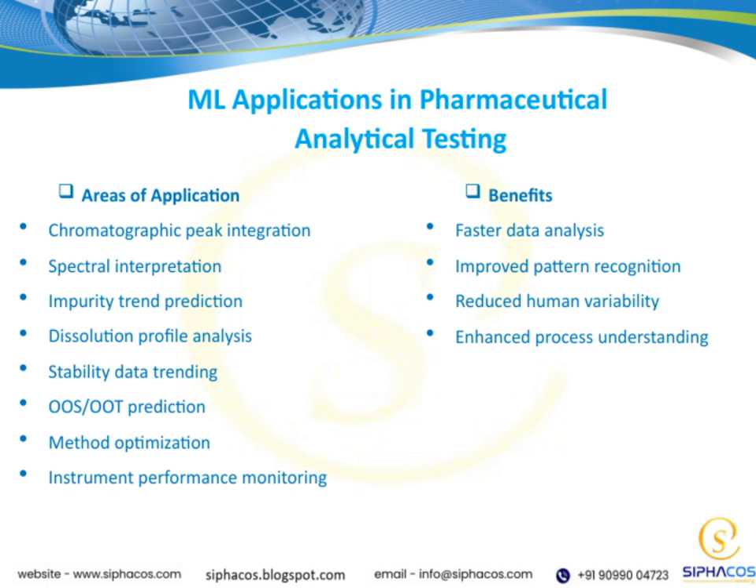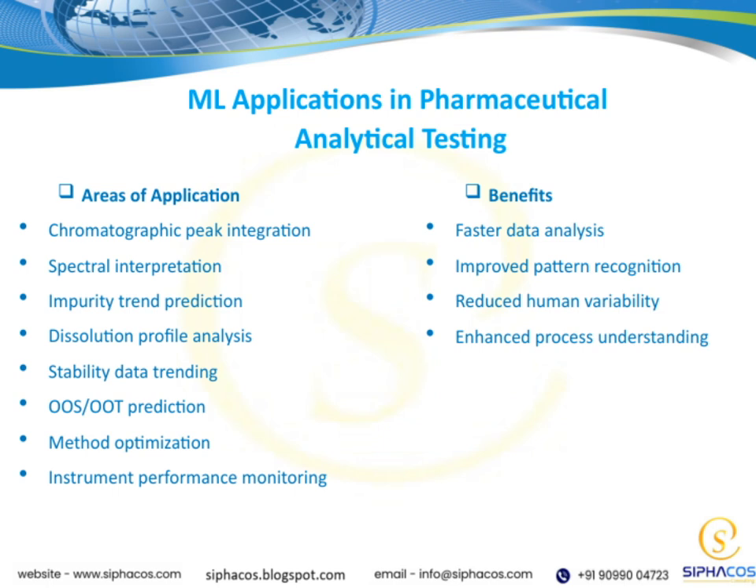This leads to reduced human variability, meaning our results become more consistent and reliable. Additionally, ML enhances our overall understanding of processes, giving us deeper insights into complex data. Now, looking at the specific applications, machine learning is being utilized across various areas in pharmaceutical testing. For example, it helps with chromatographic peak integration, making the process more accurate and less subjective.